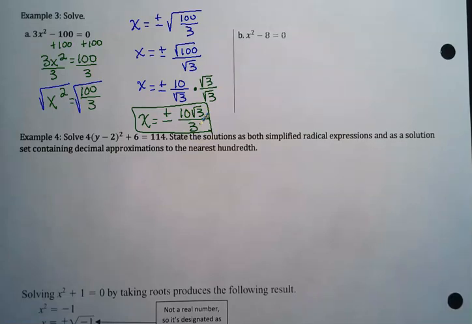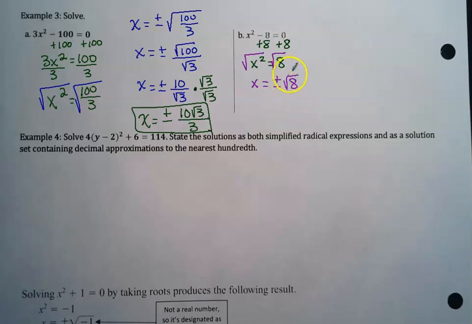Let's look at the x squared over, or b. So we have x squared minus 8. We want to isolate our squared term, so we're going to add 8 to both sides. x squared equals 8. What's the next step? Good. Take the square root. So x is going to equal plus or minus the square root of 8.